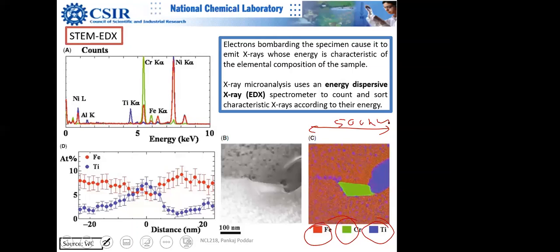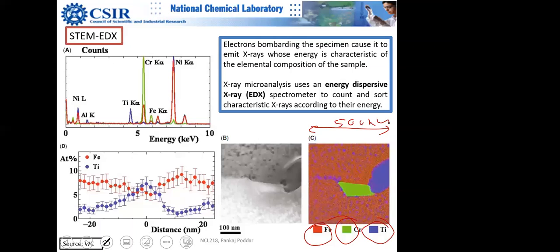So all this red color is iron. Okay, rust color, whatever. I have a T-shirt with this color. So, my T-shirt color. And this green color is basically chromium, and blue dots are all titanium. You can see that a lot of blue dots are there.